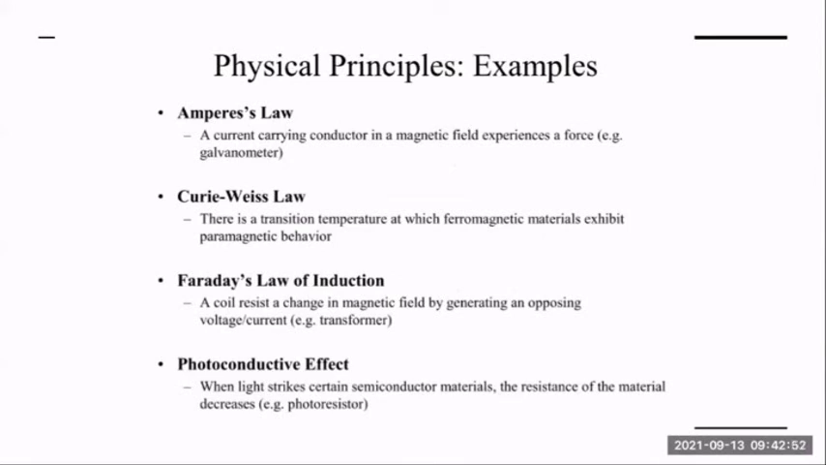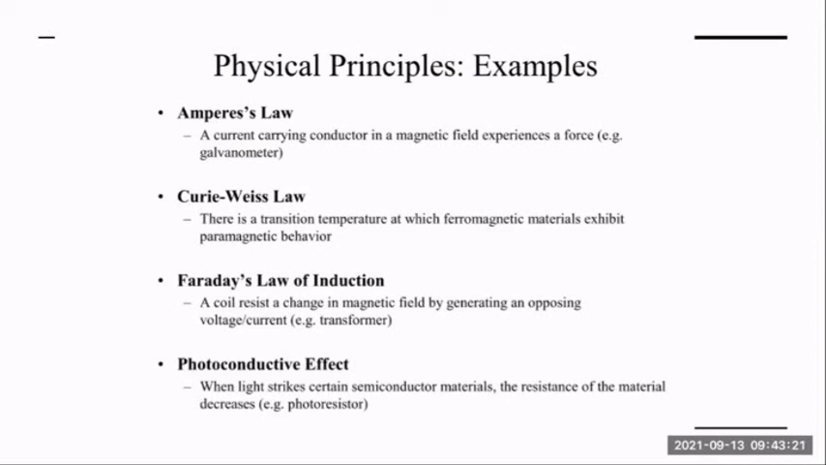So we have Ampere's law. A current carrying conductor in a magnetic field experiences a force. For example, a galvanometer. We will encounter this in our later topics. Curie-Weiss law. There is a transition temperature at which ferromagnetic materials exhibit paramagnetic behavior. Right? So there is a certain temperature at which some metals become magnets.